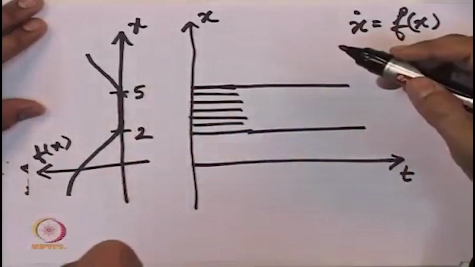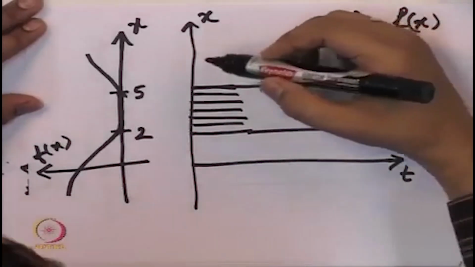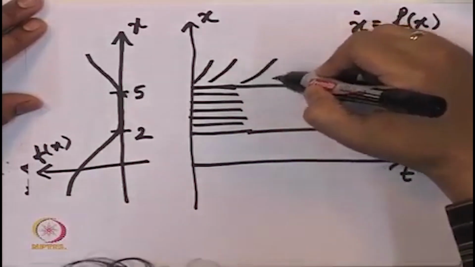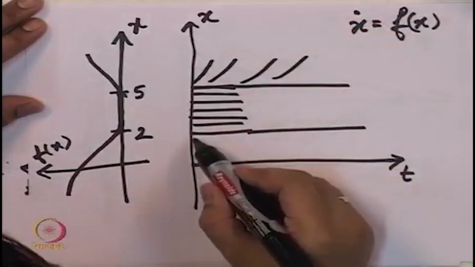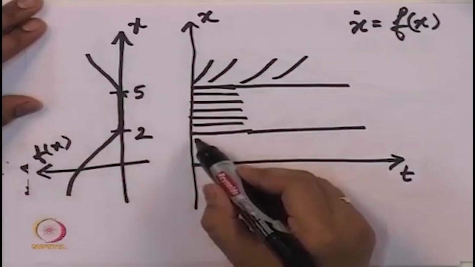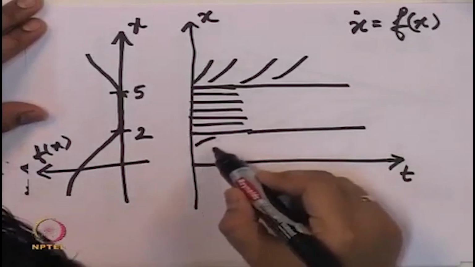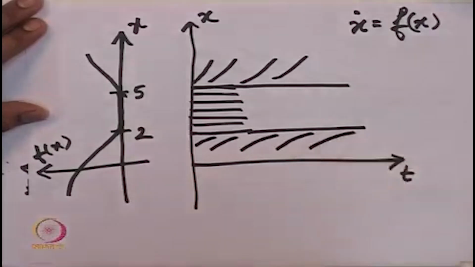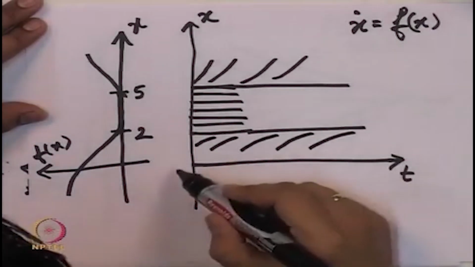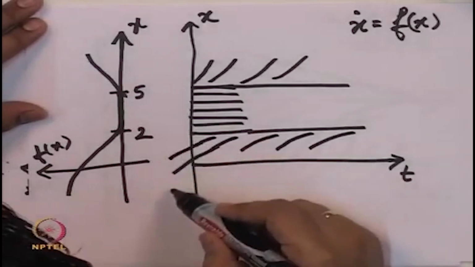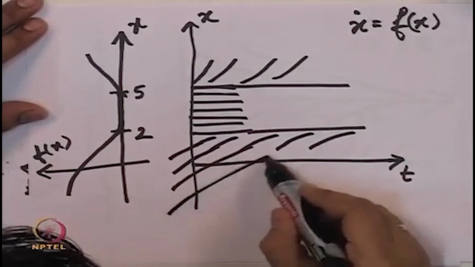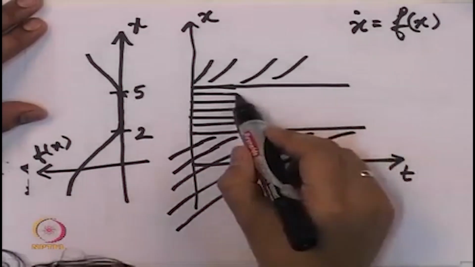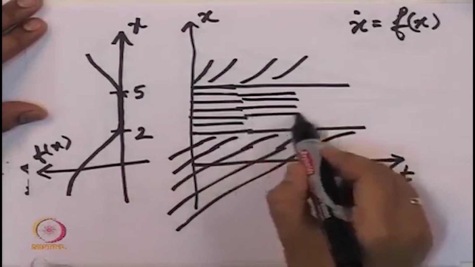For slightly larger values than 5, we see that x dot is positive. In other words, the trajectories are going away. Also, for slightly lower values of x, we see that x dot is again positive, which means that the trajectories are increasing and hence approaching this particular equilibrium point. These trajectories could have existed for negative values of time also. So, this is a situation where we have a continuum.